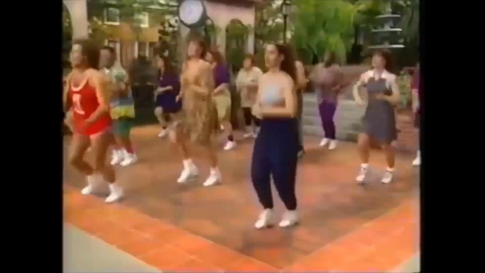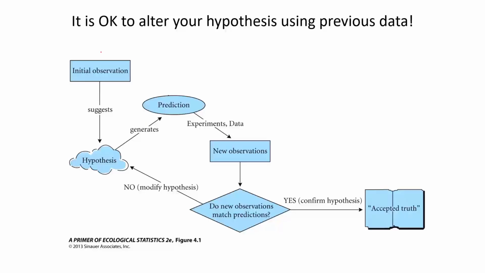When you make a hypothesis, it is okay to alter your hypothesis using previous data. A lot of people think that when they make a hypothesis, they can't go back and change that hypothesis. That's bullshit. You can always change your hypothesis. It's just a statement. There's nothing set in stone. If you make an observation, you come across a hypothesis, you find evidence to support that hypothesis, fine, great. If you don't find evidence to support that hypothesis, use that data and change your hypothesis. Totally cool. We all do that.